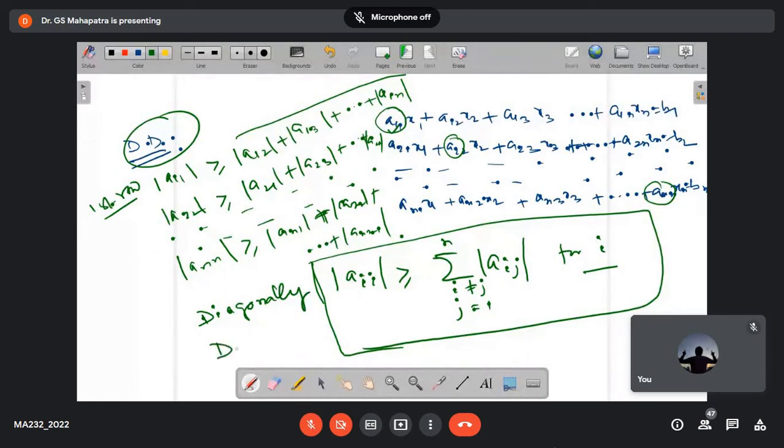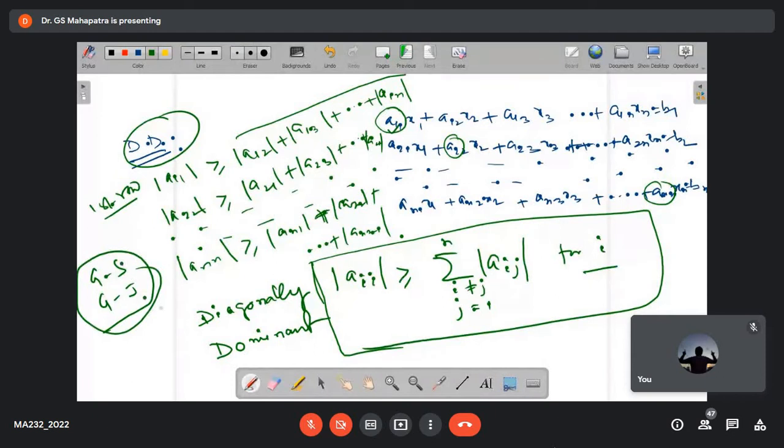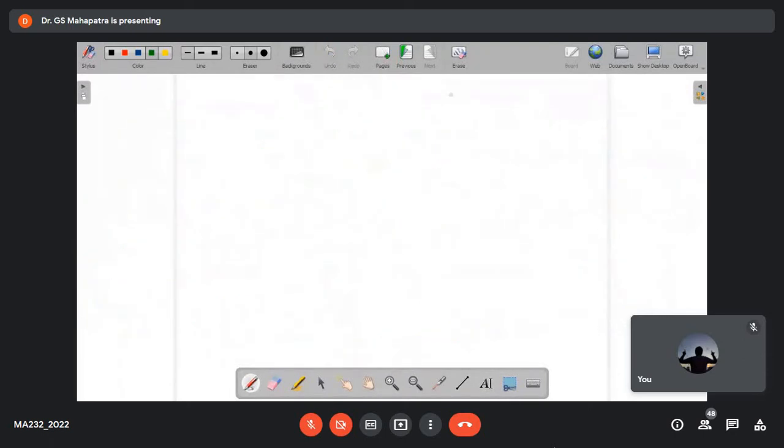If any system is not diagonally dominant, then you can't apply these two, the Gauss-Seidel and Gauss-Jacobi methods. Now, next page.